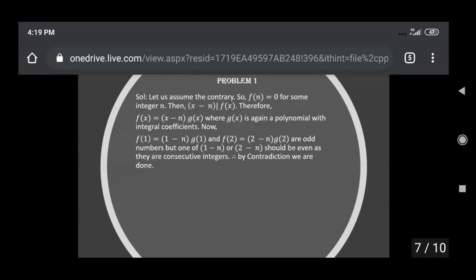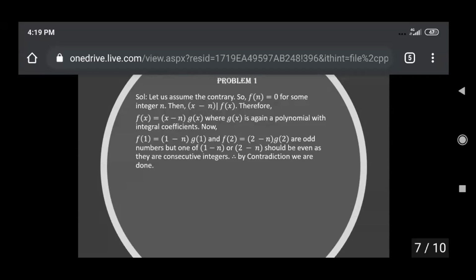Since it is a zero polynomial, the remainder will be 0. And now we'll put the value of x as 1 and then x as 2. If we put the value of x as 1 in the equation f of x is equal to x minus n into g of x, we'll get that f of 1 is equal to 1 minus n into g of 1. Similarly, if we put 2, we'll get that f of 2 is equal to 2 minus n into g of 2.